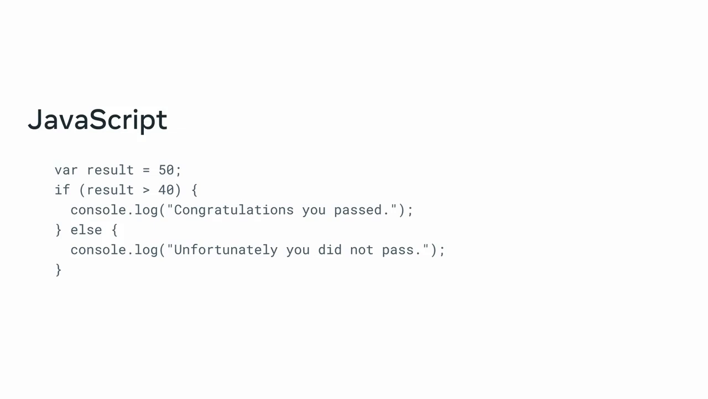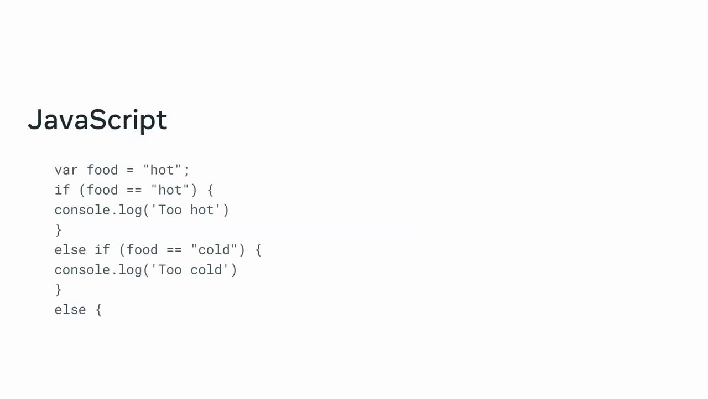Suppose the variable value is greater than 40. In that case, the true block is executed, and you output a message to the console telling the learner that they passed. Suppose the variable value is less than 40. In that case, the false block is executed, and you output a message to the console telling the learner that they did not pass.